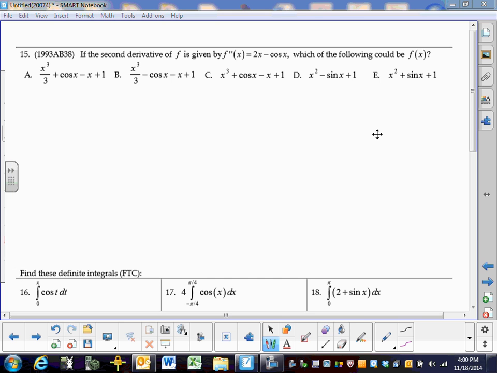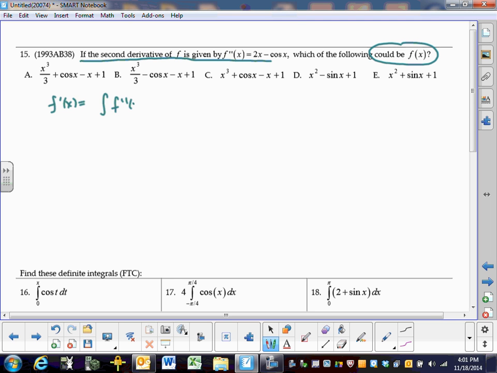Okay, so this is a similar question to the one we just did, only this time they're giving us a multiple choice. So if the second derivative is given by this, notice the wording says which could be f of x. The reason they're saying could be is because unlike the last problem, they didn't give us any of the initial conditions, so I cannot solve the plus c and I cannot solve the plus d, but I can still do the setup for getting the backwards and know which one of these is a possible f of x. So remember, f prime of x goes backwards from f double prime of x dx, which is anti-deriving 2x minus cosine of x dx.